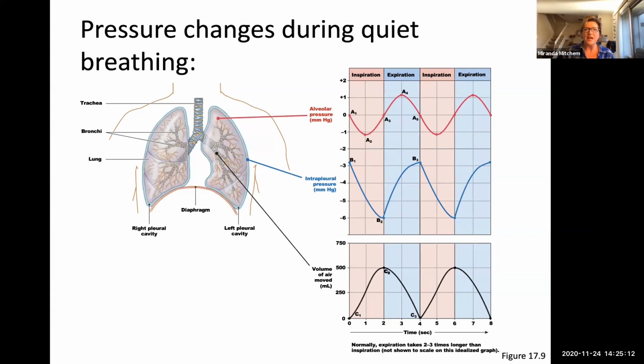So our pressure does change during breathing. So normally our expiration, I don't know, I mean, it does take a little bit longer than inspiration, but we're not able to plot it accurately with following the pressure here.